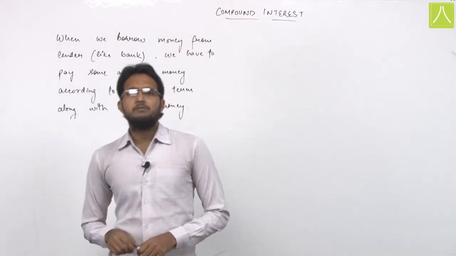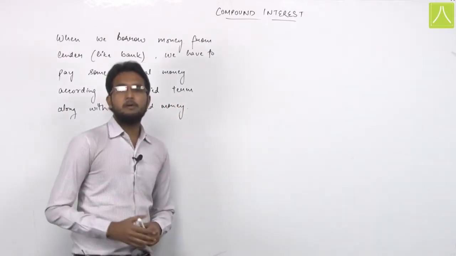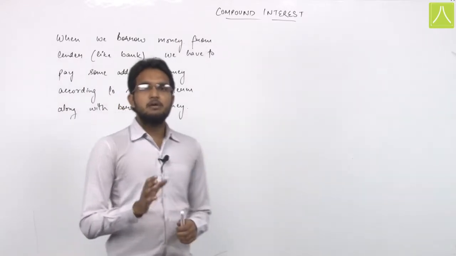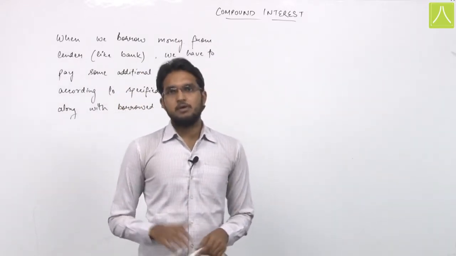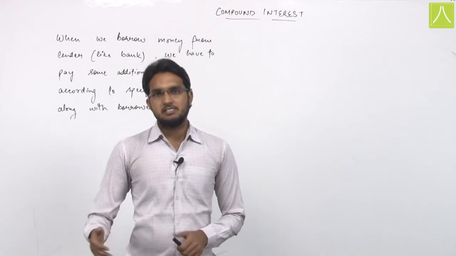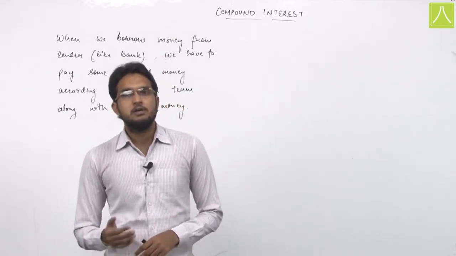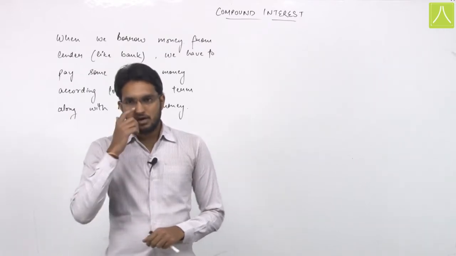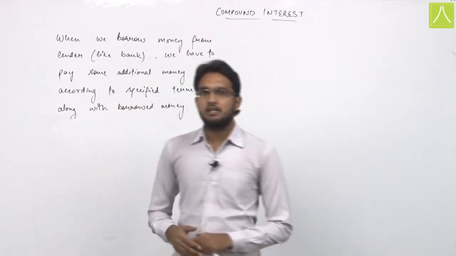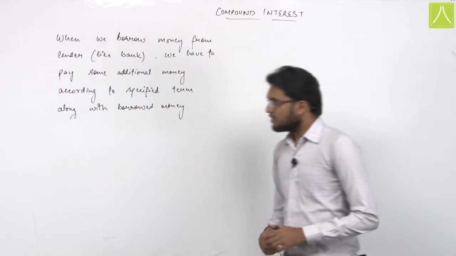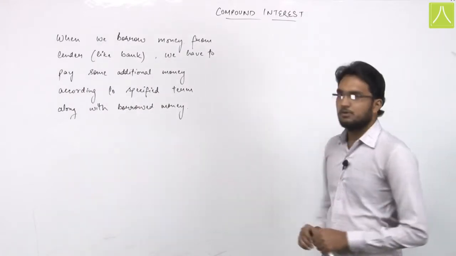Now what is the main difference between simple and compound interest? In simple interest, the principal remains constant throughout the time, and in compound interest, the principal changes after a specific period of time, that is after every year there is a new compound interest. But we are going to study that later. First of all, I am going to explain what compound interest is.